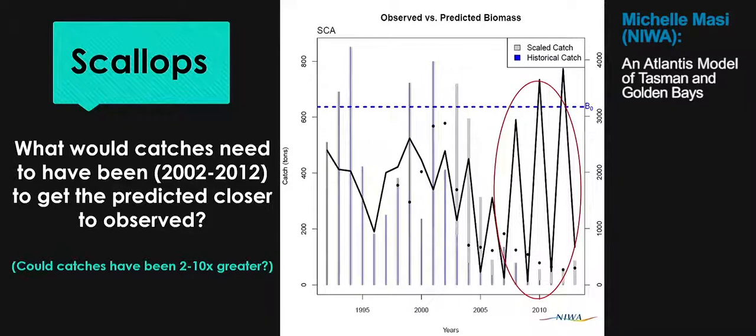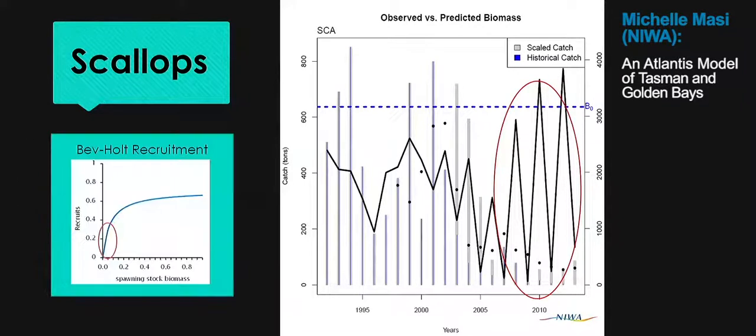However, you can see that Atlantis is still not doing a good job of matching the observed trend. And that's because within Atlantis, we're using a Beverton and Holt recruitment relationship, which says that when spawning stock biomass gets really low, you'll have the highest number of recruits coming in. And so this is what's happening here in our simulation.